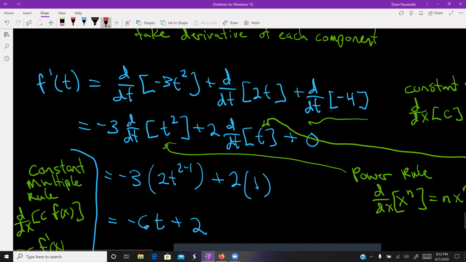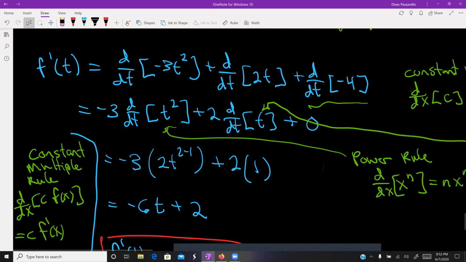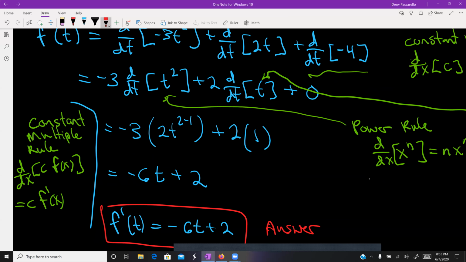All right, so that was one where I took the derivative of each component and I applied the constant multiple rule to factor out the -3 and then factor out the 2 for the middle term. The last term is just a constant since it's -4, just a number, and the derivative of just a number, it's no variable, is 0. So that turned into 0. For the t squared, I used the power rule. So that's 2t to the 2 minus 1 in parentheses. And then for just the t part, the derivative of t is 1, because that's using the special case of the power rule.